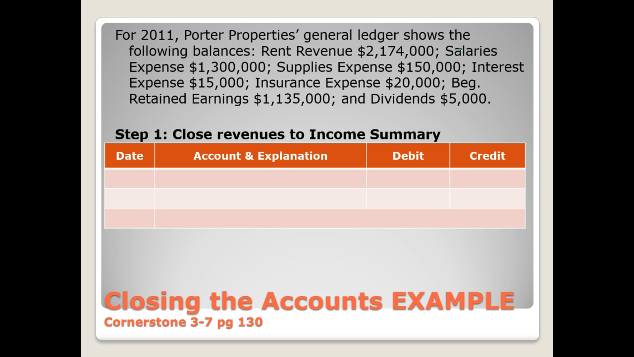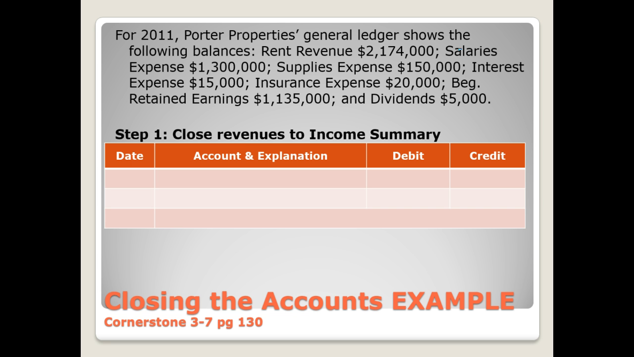We're back to Porter Properties, the company that rents properties, and their general ledger shows balances as follows. There's a rent revenue balance of $2,174,000. They had salaries expense of $1.3 million, supplies expense of $150,000, interest expense of $15,000, insurance expense of $20,000, a beginning retained earnings balance of $1,135,000, and dividends in 2011 of $5,000.